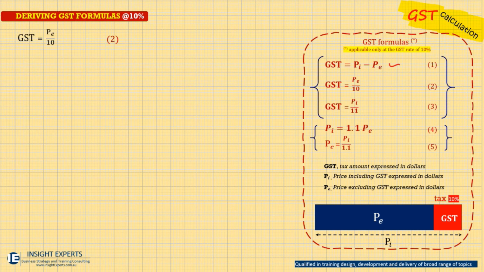Equation number 2 states that the GST amount is equal to PE over 10, or a 10th of the retail recommended price. So where does this 10 come from? Well, to understand the origin of this formula, we need to understand the GST requirement, or what the taxman wants from the retailer. The taxman states that the GST amount must be equal to 10% of the retail recommended price.